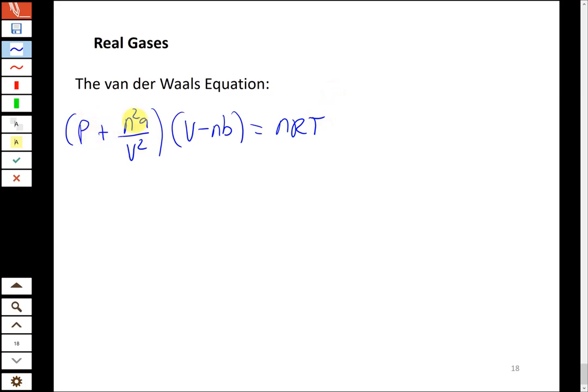Now this equation here is not based on any sort of theory. This is exclusively an empirical equation. So this is basically a math trick. If you guys have ever done mathematical fitting of data, you know that if you add more parameters to your equation, it's going to fit the data better. That's all we're doing here.